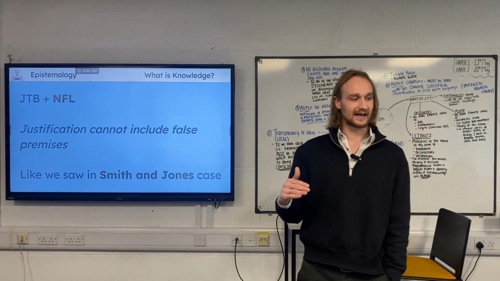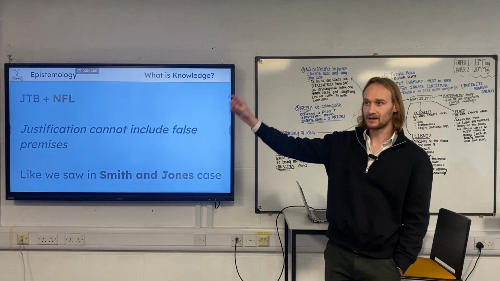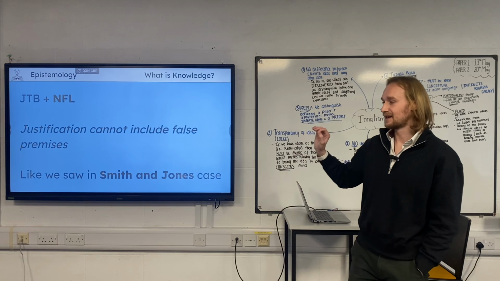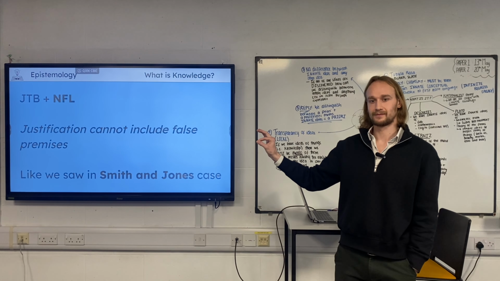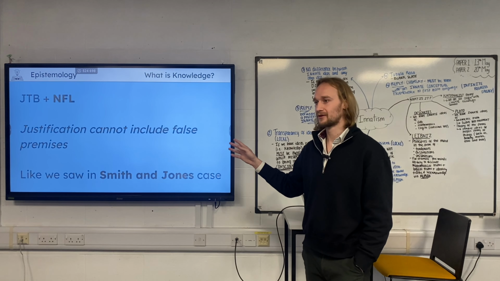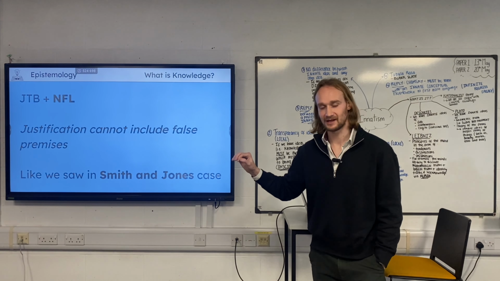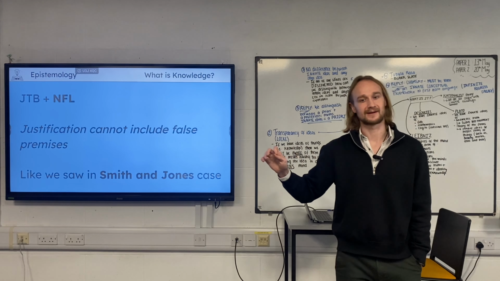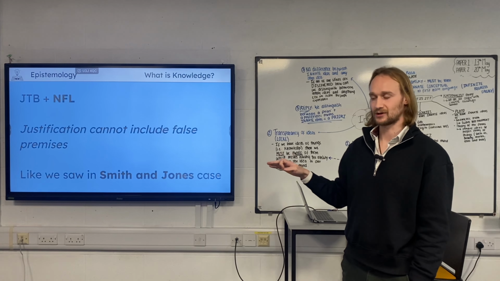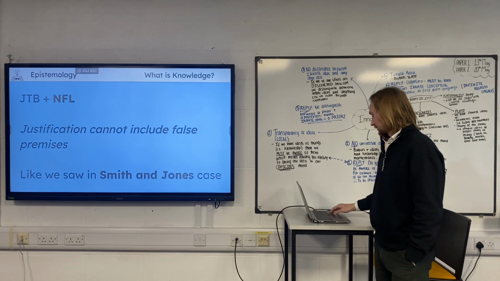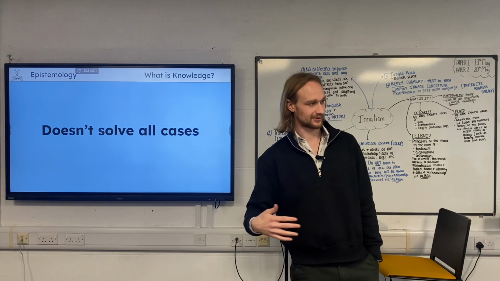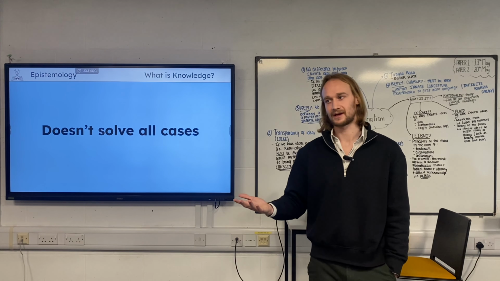So for the Smith and Jones case, the lemma in that was, if you remember, Jones has 10 coins in his pocket, Jones will get the job, therefore. So the lemma that's false is that Jones will get the job because the boss told him. That was false because Jones didn't get the job. So here we're saying JTB plus no false lemmas is basically saying that you cannot have something in your justification that would be wrong, hence that Jones will get the job. But of course that doesn't solve all the cases. Doesn't solve the fake barn encounter case, doesn't solve the sheep in the field case, doesn't solve the broken clock case, so it's no good.